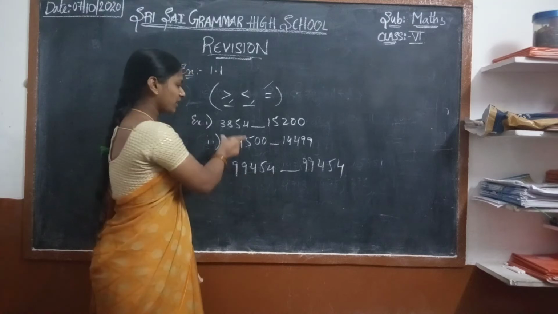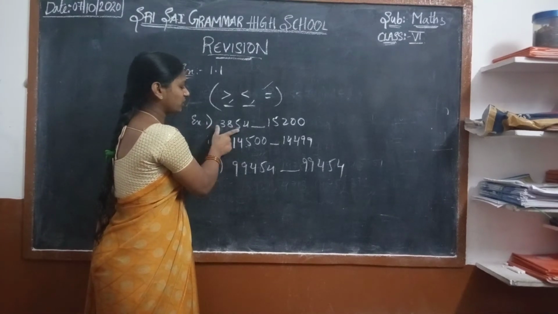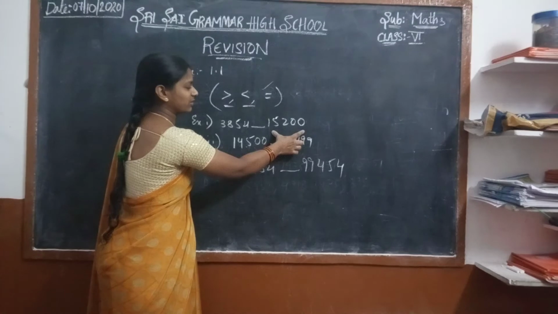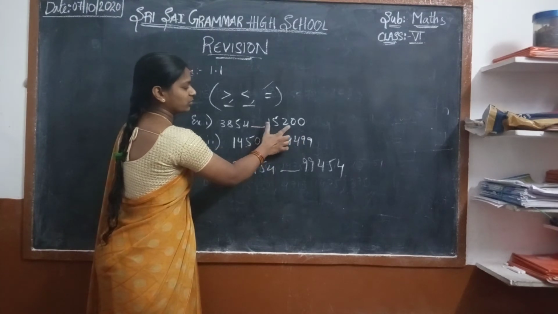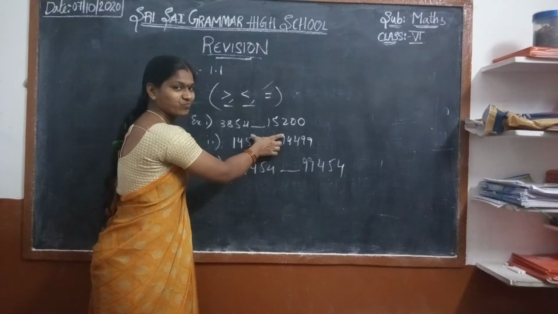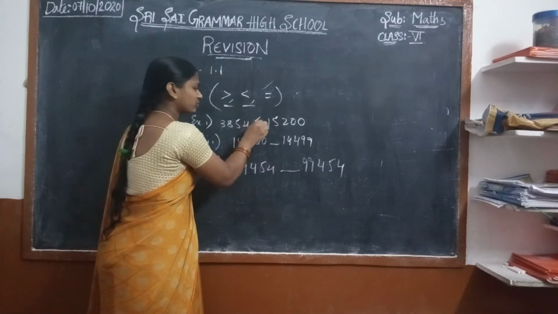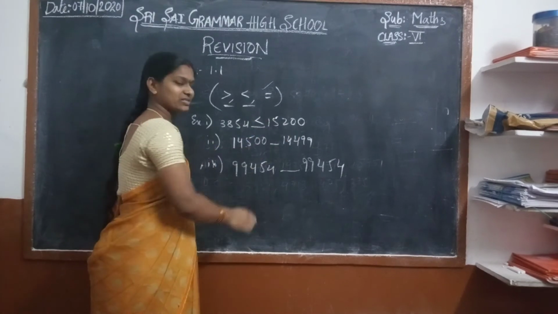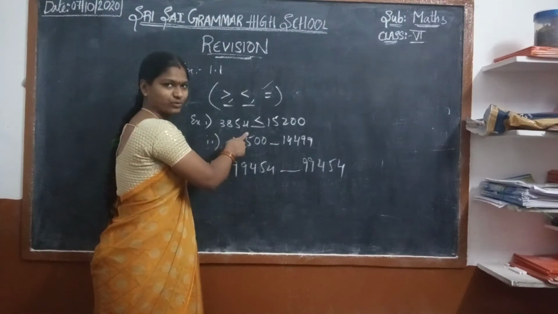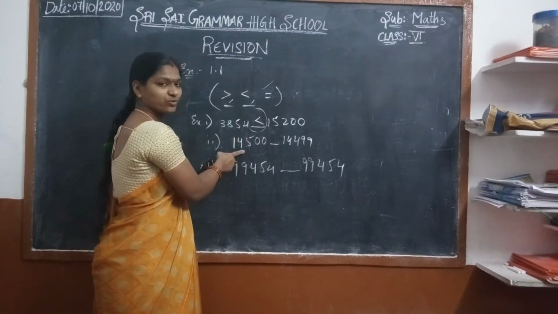Now can you say how many digits are there here? 4 digits: 1, 2, 3, 4. How many digits are there on the right side? 1, 2, 3, 4, 5. So when you compare these two numbers, you can easily say that the right side, that is 15200, is greater than 3854. You can use this symbol.